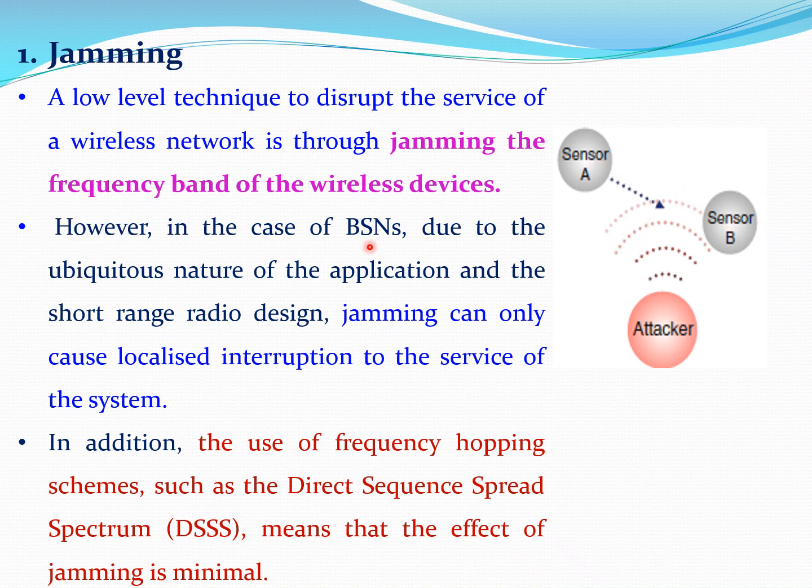However, in the case of body sensor networks, due to the ubiquitous nature of the application and short range radio design, jamming can only cause localized interruption to the service of the system. And one more thing is, if frequency hopping schemes are used, such as direct sequence spread spectrum, then the effect of jamming is minimal.